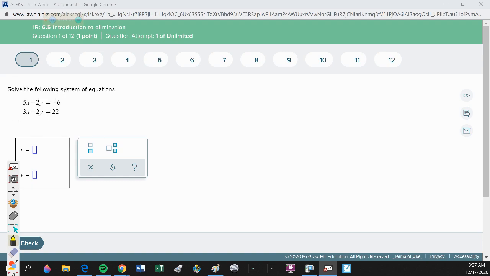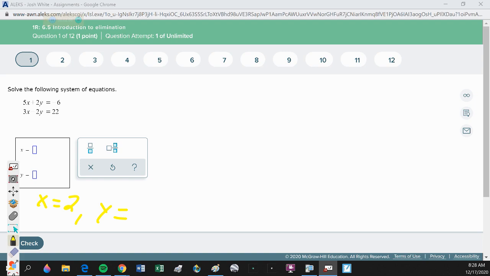So I draw an addition line there. 5x plus 3x is 8x, and then 2y minus 2y is 0, equals negative 6 plus 22 is 16, and now the y's are gone. So I divide by 8, and I get x equals 2. Now I need to find y. How do I find y?